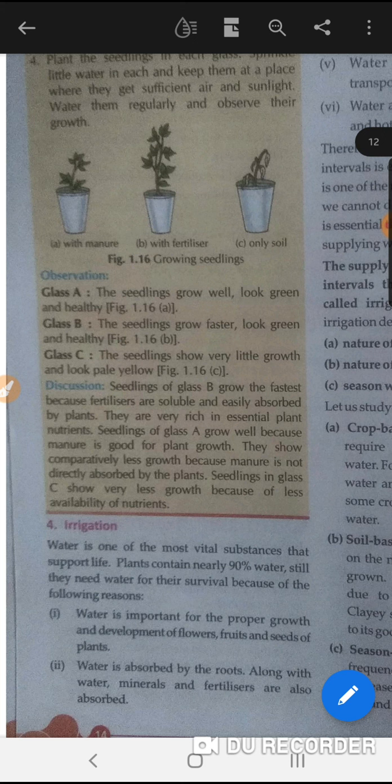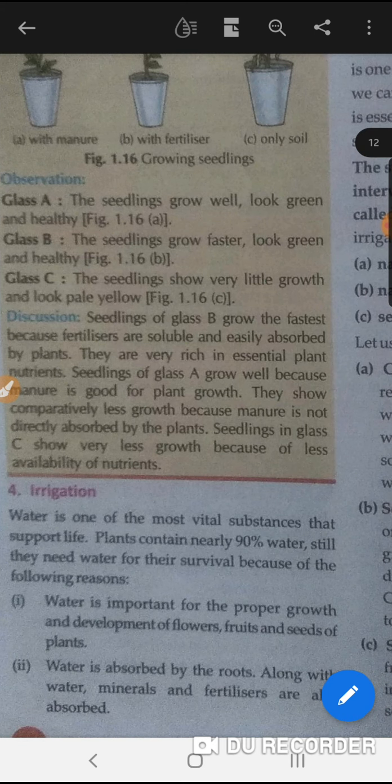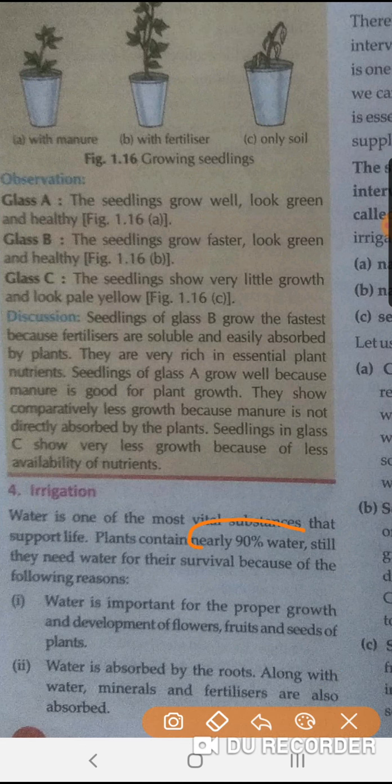You all know that water is an essential component for the growth of plants. You have watched it at your home also that if we do not water the plants, they cannot survive. If we do not give water to plants, they cannot survive. That's why we can say that water is an essential component for the plants. Plants contain nearly 90% of water. How much? 90% of water. Still, they need water for their survival because of the following reasons.